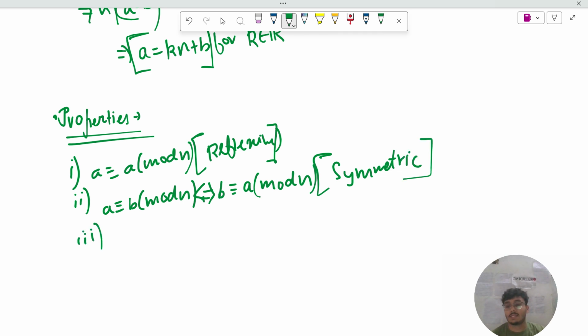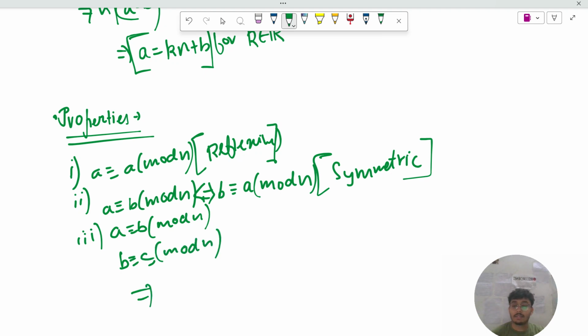Now we also have my transitive relation, which is: if A is congruent to B mod n, and B is congruent to C mod n, then ultimately it will give me that A is congruent to C mod n. This is my transitive relation.